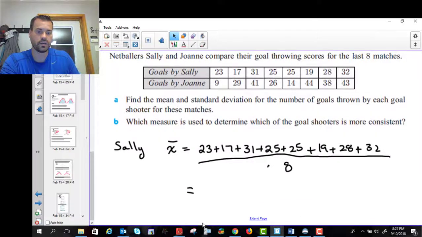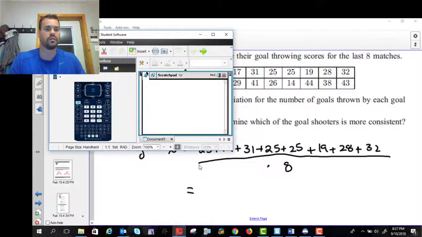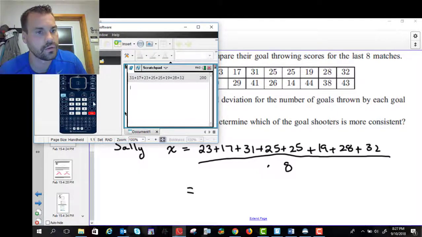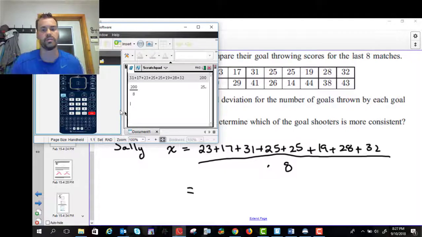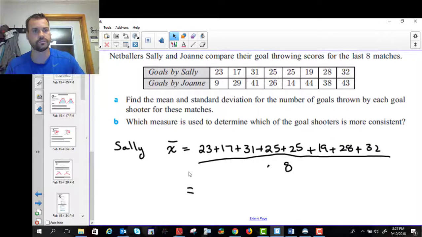So we're going to take our calculator, and this is my TI Inspire, but you don't need a TI Inspire to do this particular thing, though when we actually use them, you do. We're going to take 31, 17, 23, 25, 25, 19, 28, and 32, and then we're going to divide that by 8. I'm going to ask it to tell me what that is as an average. It's 25. So we go back to our mean, and we say, okay, 25 is her average.